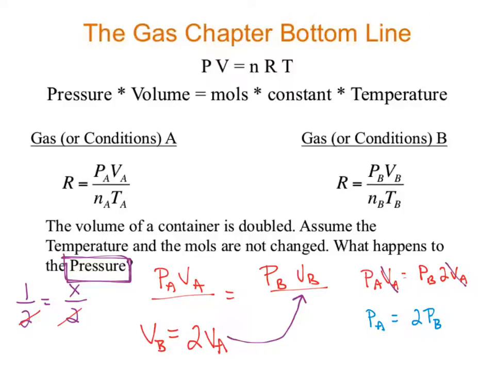What happened to the pressure in B? Oh, you're saying like halved. It halved. I didn't say you were wrong. What are we solving for if we're looking for pressure B? Pressure B. Have we solved for pressure B yet? 2 PB is just PB? Or not 2 PB?